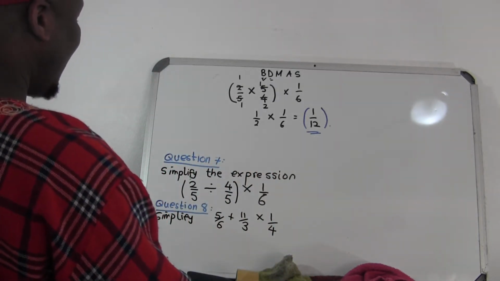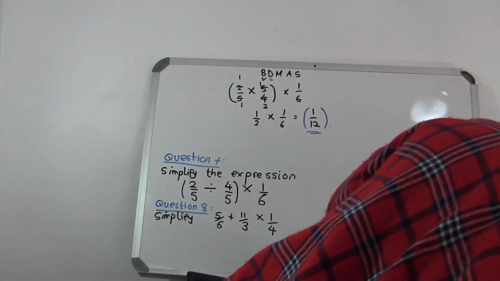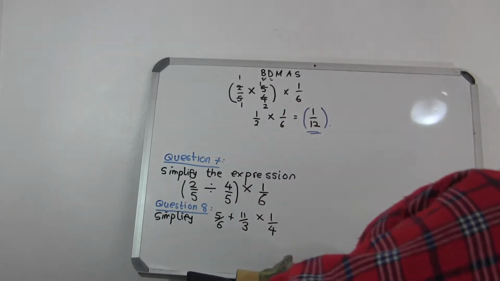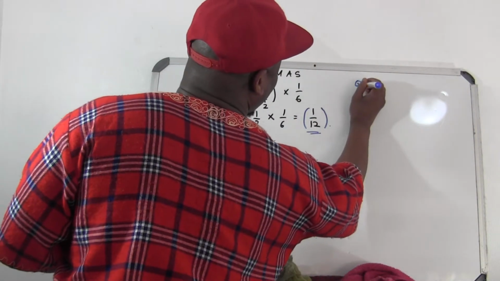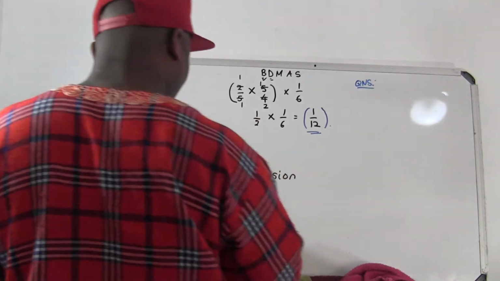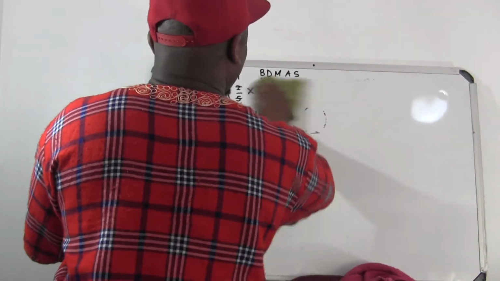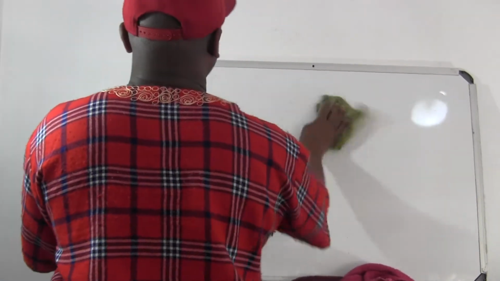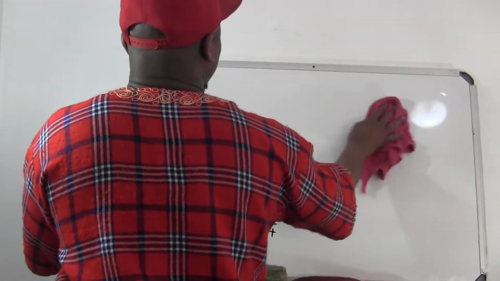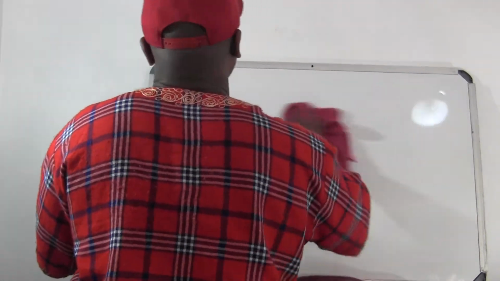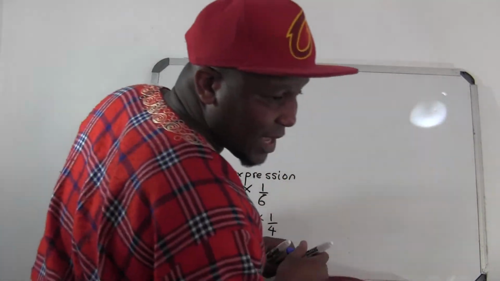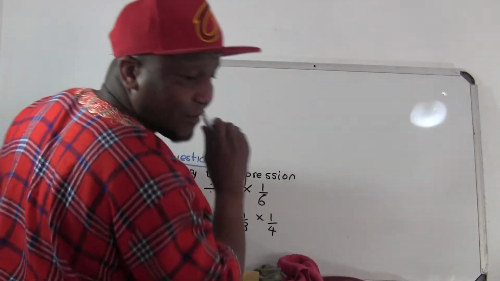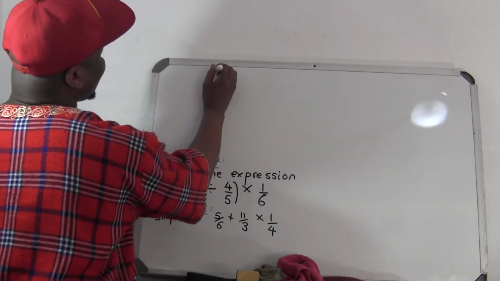Question number 8, we have a 5 over 6. So this is like a series of a lot of fractions here. Question number 8, we have 5 over 6, right here.